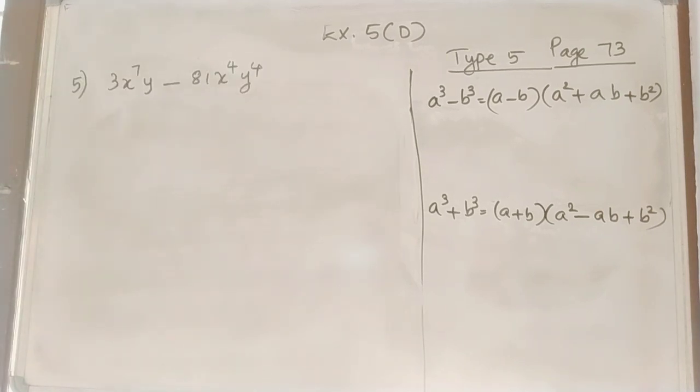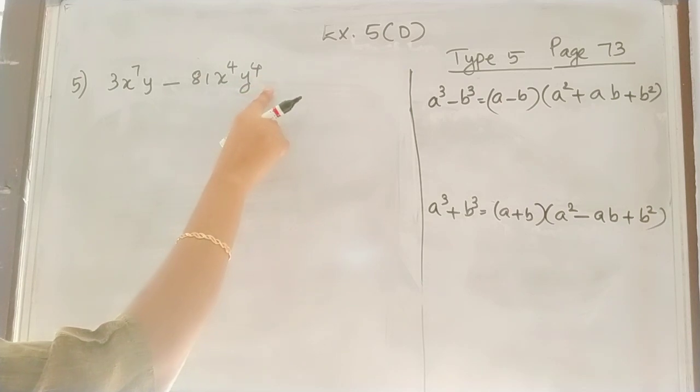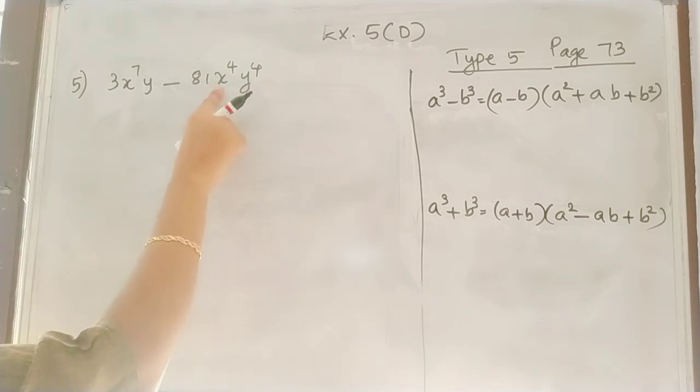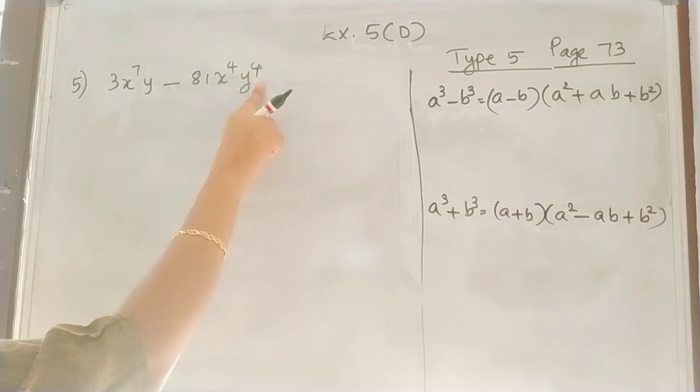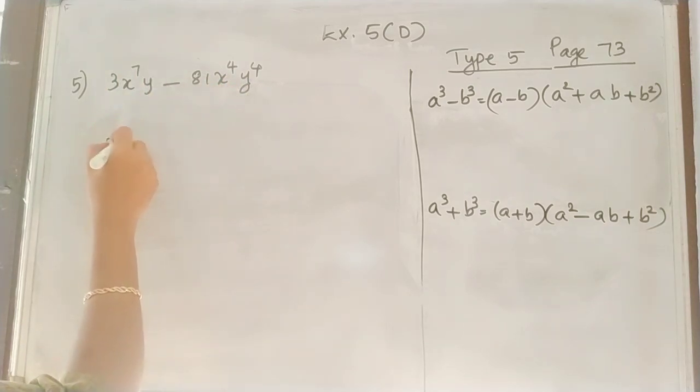Fifth question, 3x raised to 7y minus 81x raised to 4 y raised to 4. We need only x cube or y cube. We are not dealing with the x raised to 4, y raised to 4. So we have to take one xy common. So what are the things we can take common?